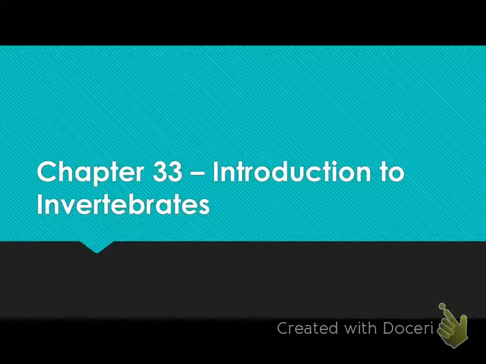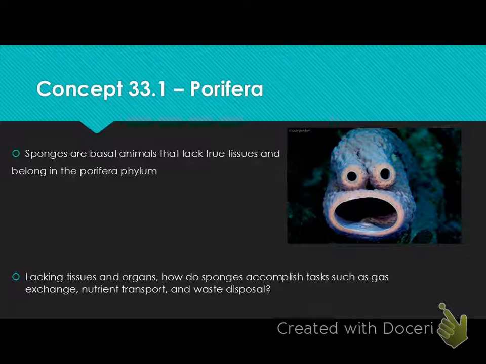So this one is about invertebrates. The first group are porifera. They're sponges. So sponges are basal animals that lack true tissues, and they belong in the porifera phylum.